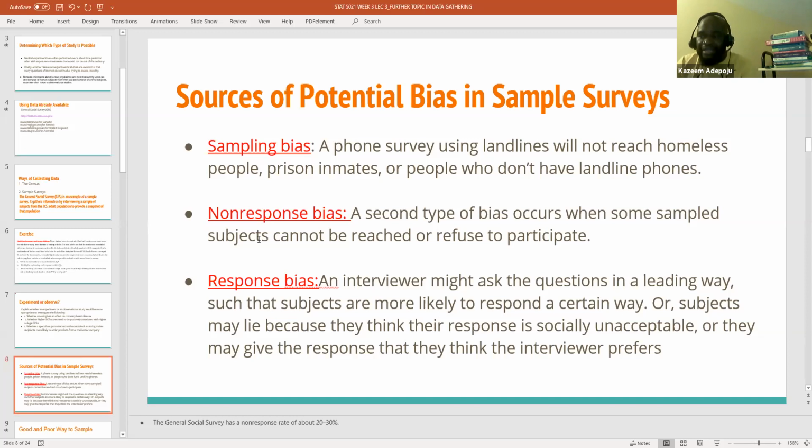And that was why I said this occurs when some sample subjects cannot be reached or refuse to participate. If you're not able to reach them, or they decide not to participate, even when you face them face to face, they're going to tell you, I'm not in the mood, I'm not going to answer your question. Or you send a questionnaire to them to fill, and they are not even going to return it. Maybe they are battling with personal issues, family issues. And what are we going to do to get out of this? That's why we need to do follow-up. If you send a questionnaire to somebody to fill and you don't get feedback, do follow-up. With that, you're going to eliminate the non-response bias.